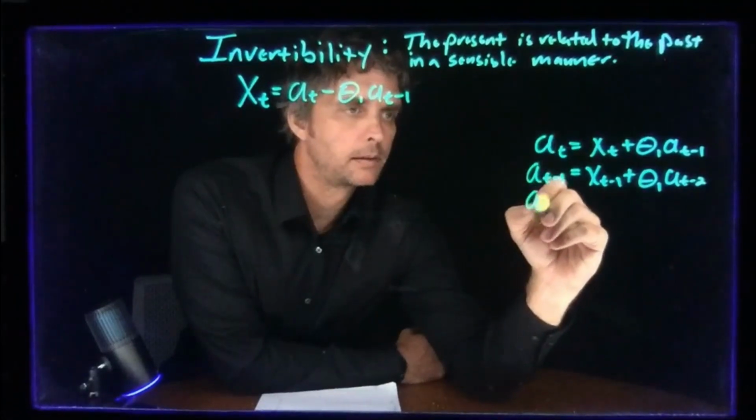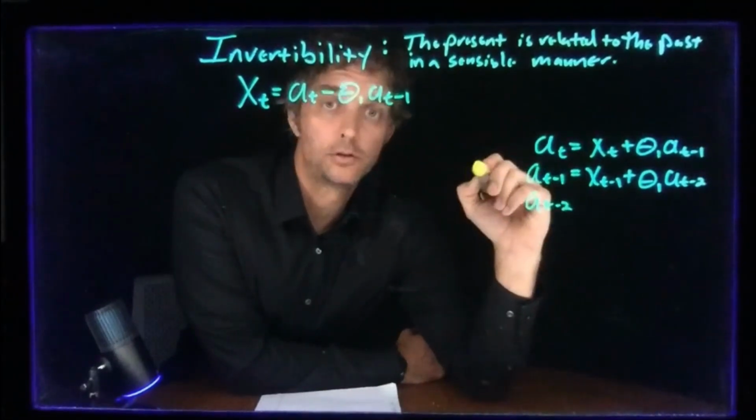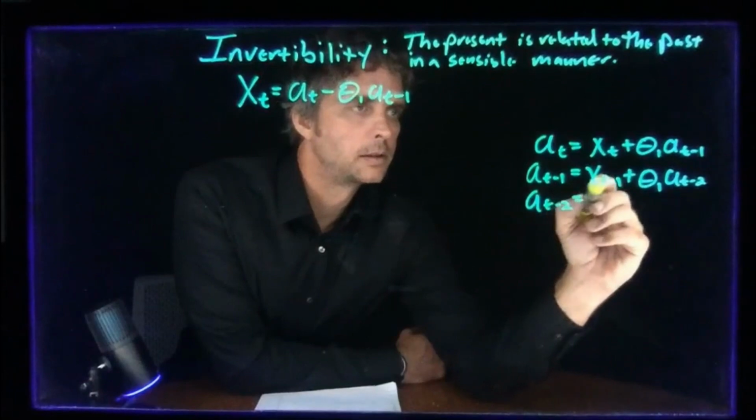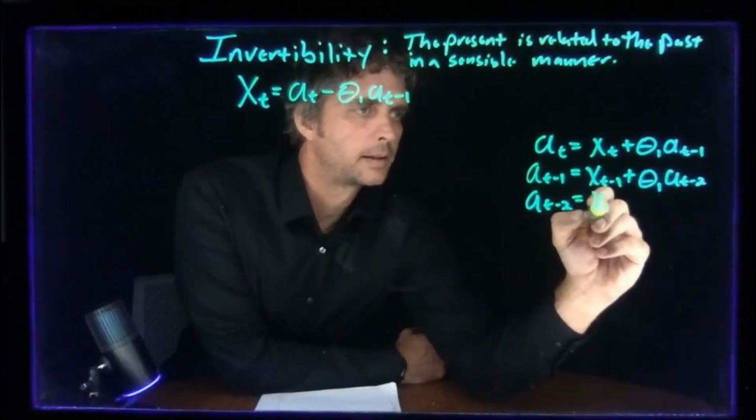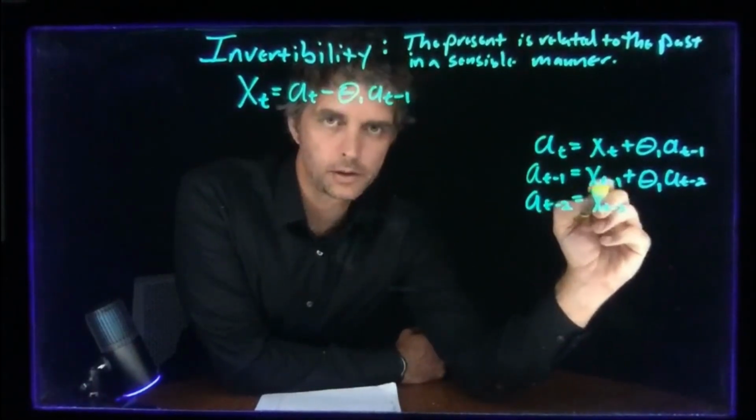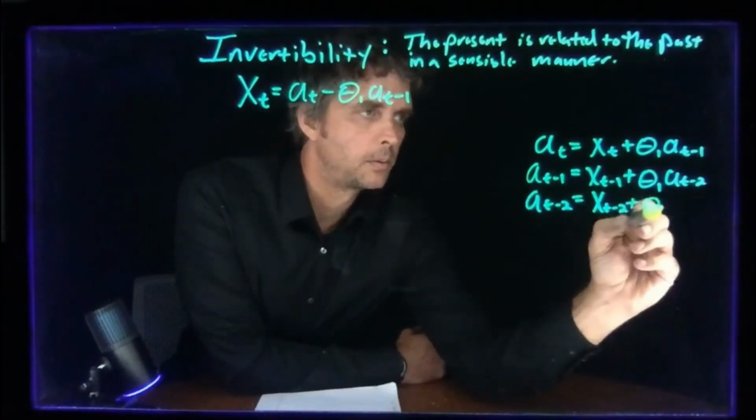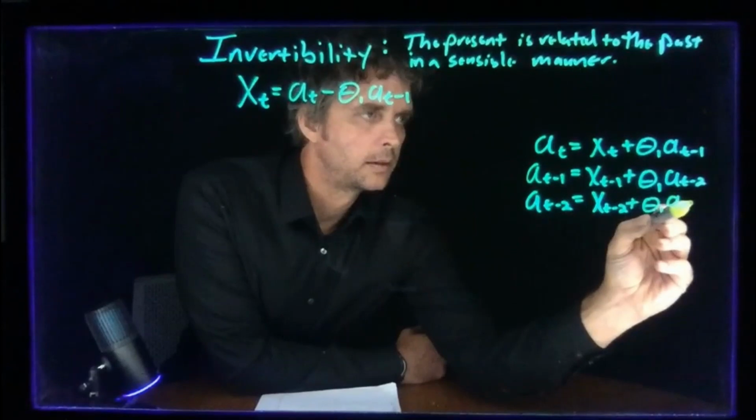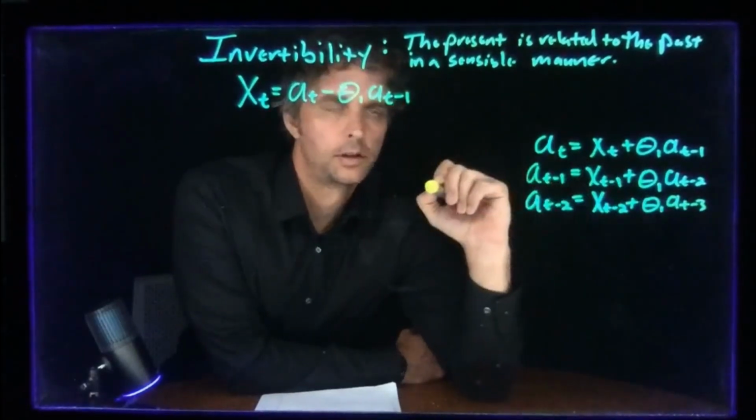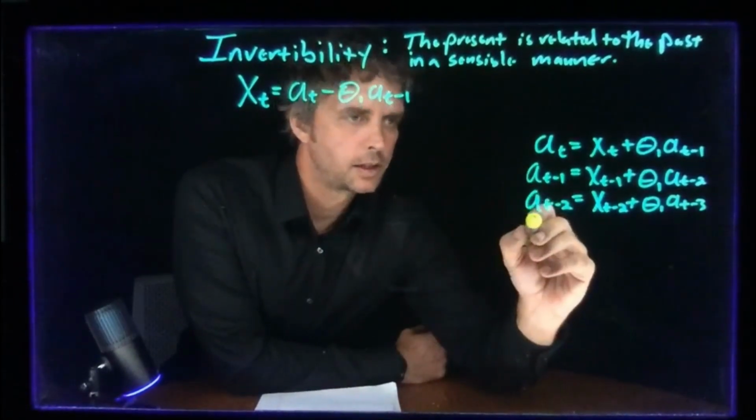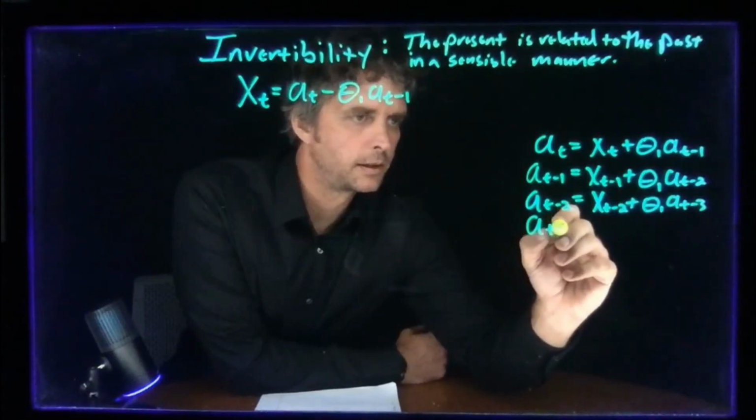So what about 2 days ago? 2 days ago's residual is equal to XT minus 2, 2 days ago's observation, plus theta 1 times 3 days ago's residual. And let's just keep going, right? Just getting the rhythm here.